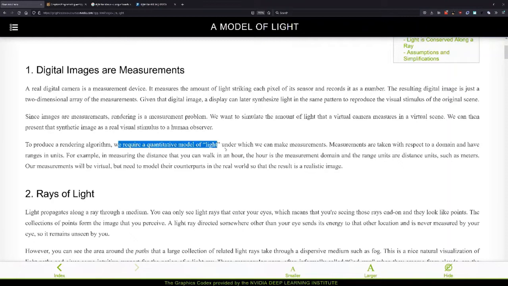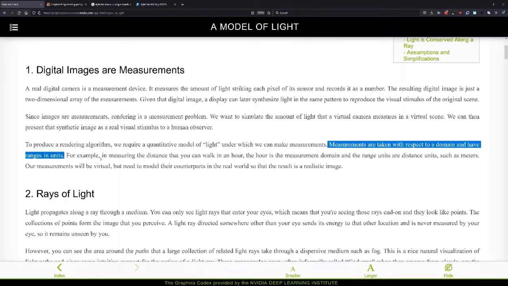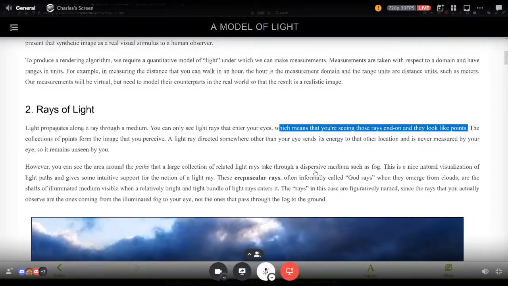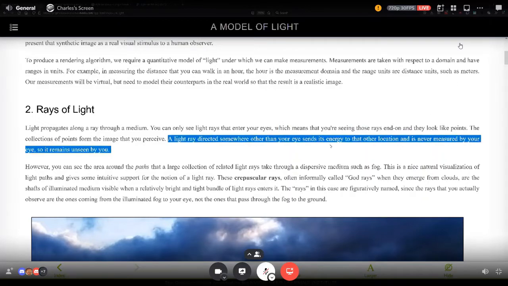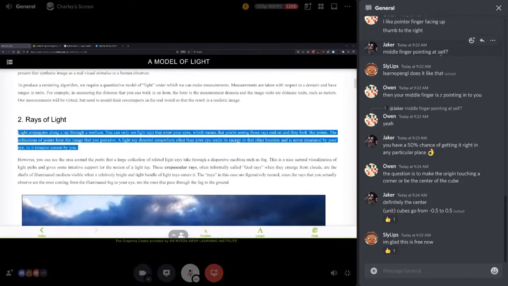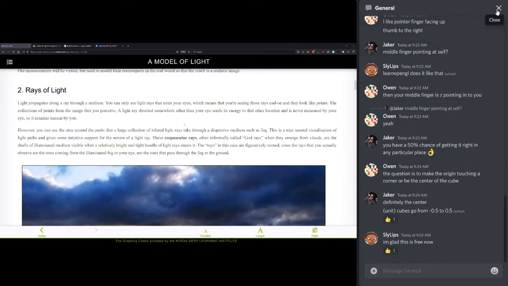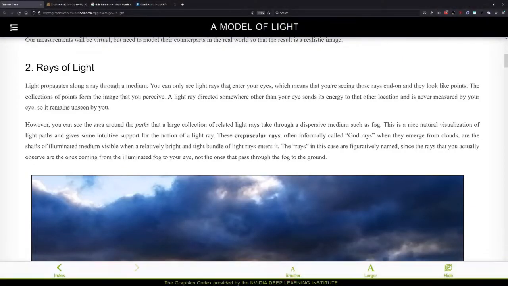To produce require units. Yeah. So since we're measuring things, we've got to use units. Ray of light. We propagate along a medium. You can only see the light rays that enter your eyes. So our eyes are measurement devices, and if we think of light as rays, because we're at the end of that light ray, they're always end on to our eyes.